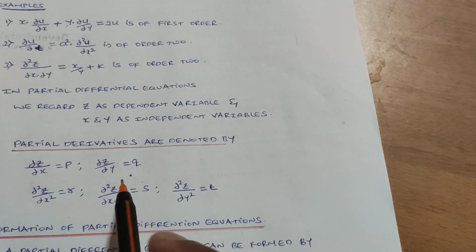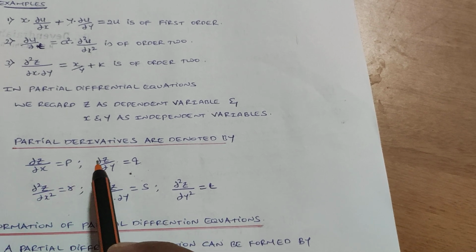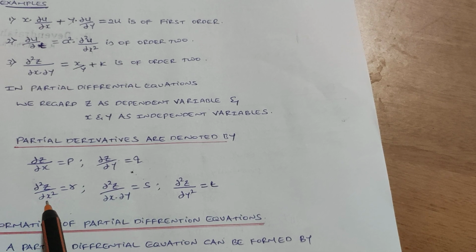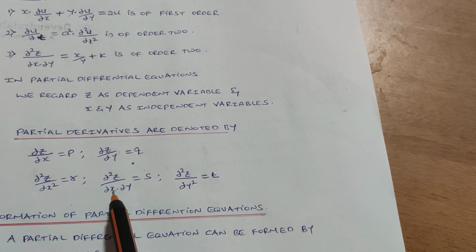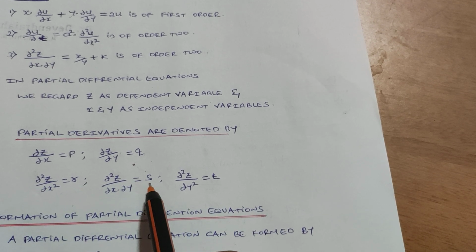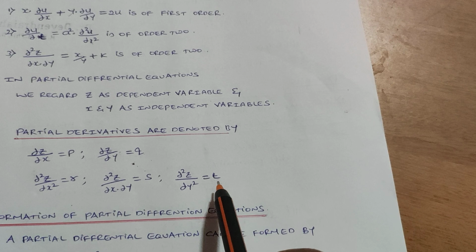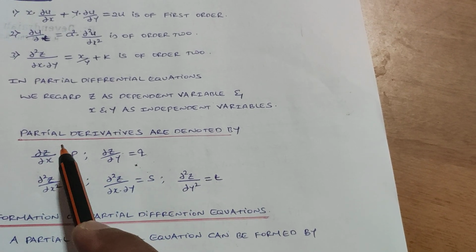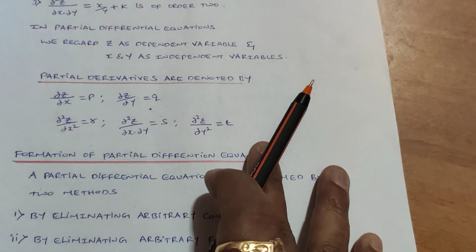The partial derivatives are denoted by ∂z/∂x = p, ∂z/∂y = q, ∂²z/∂x² = r, ∂²z/∂x∂y = s, ∂²z/∂y² = t. So these are the notations we consider in partial differential equations.